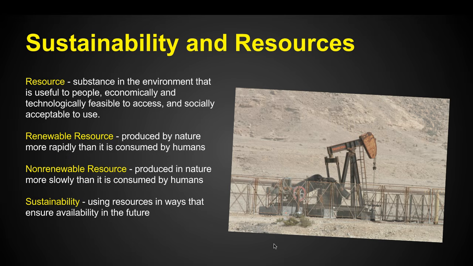A renewable resource is produced by nature more rapidly than it is consumed by humans, meaning we can use it and we're going to get it back because nature is going to recreate it. A non-renewable resource is produced in nature more slowly than it is consumed by humans. And these are the things that we really want to make sure that we are protecting and not using up.